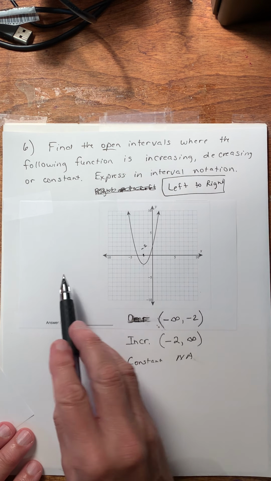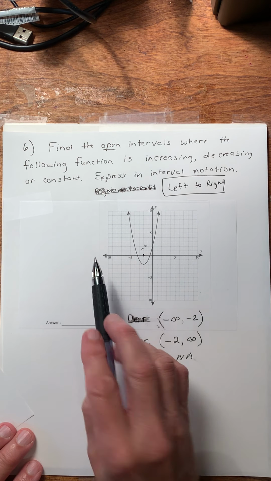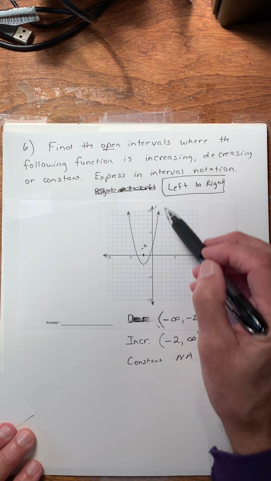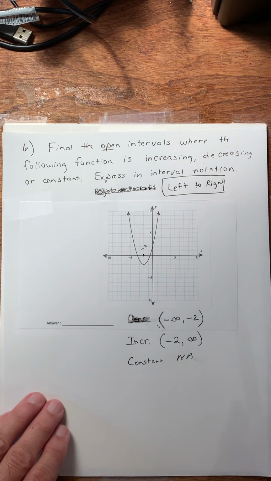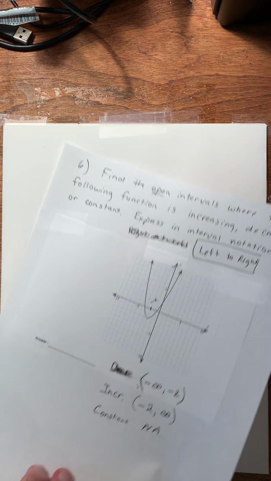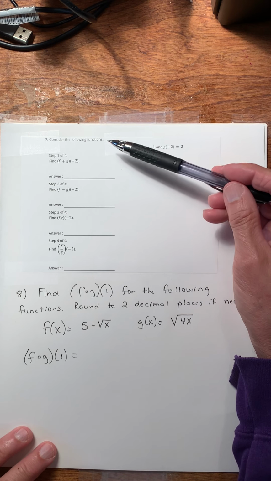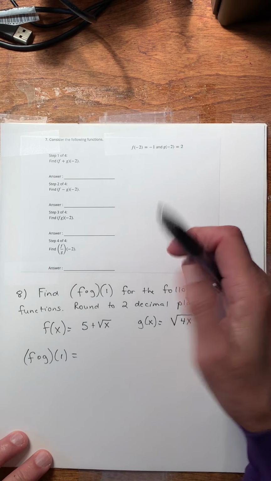And as you move from left to right, you decide what the graph is doing. It's going downhill, downhill, downhill, stops, goes uphill, uphill, and there is no constant interval. All right, better get my left and my right. It's always a problem. All right, consider the following functions.